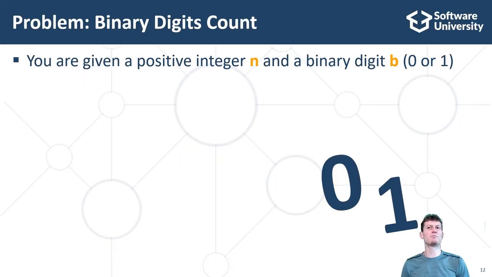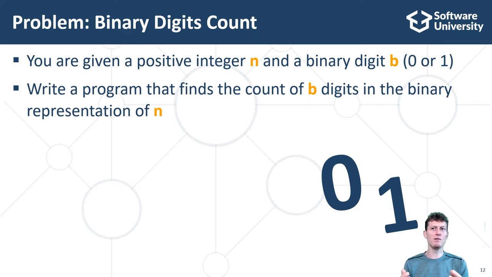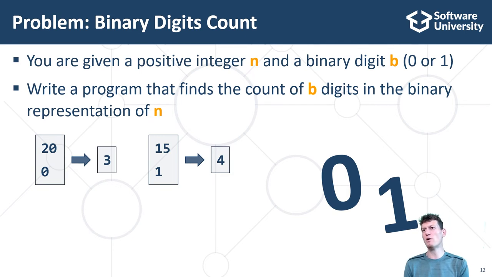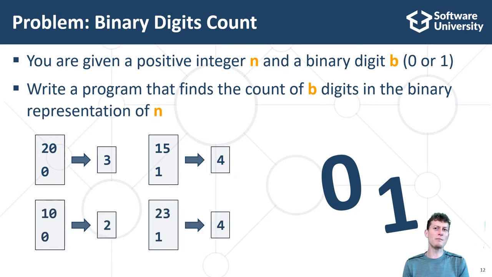Now let's solve a practical problem related to the binary numeral system. We are given a positive integer number n and a binary digit b, 0 or 1. We need to write a program that finds how many digits of value b exist in the binary representation of the number n. A few examples are given below. For n equals 20 and b equals 0, we have 3 zeros in the binary representation of 20, which is 10100. For n 15 and b 1, we have 4 ones in the binary representation of 15, which is 1111. The other examples follow the same logic.